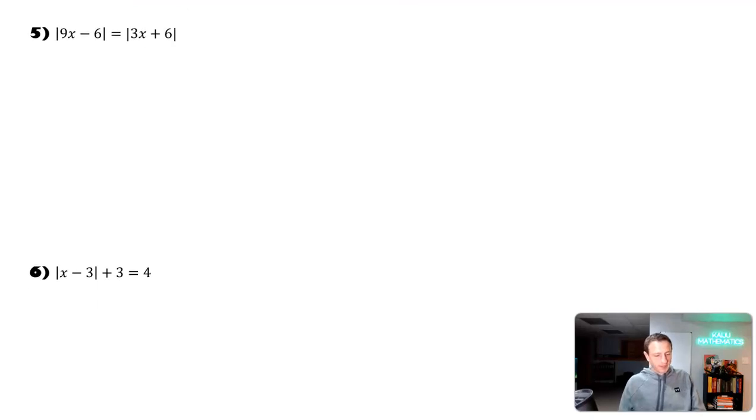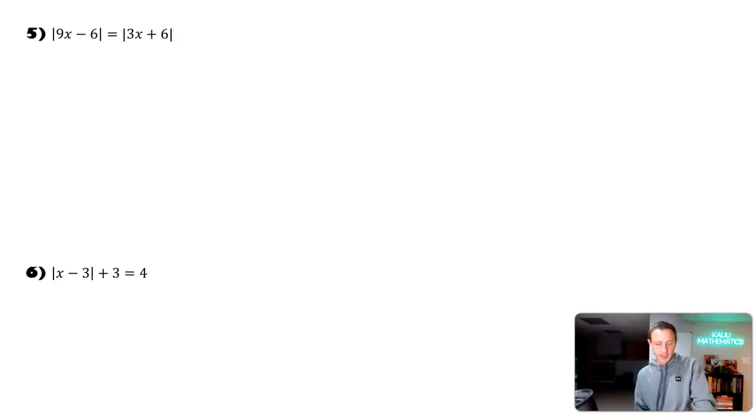Number 5. The absolute value of 9x minus 6 equal to the absolute value of 3x plus 6. So we have the absolute value equal to an absolute value. So here's how we want to combat this. Now, first of all, the absolute value of 3x plus 6, we want to just leave that as the absolute value of 3x plus 6, right now.